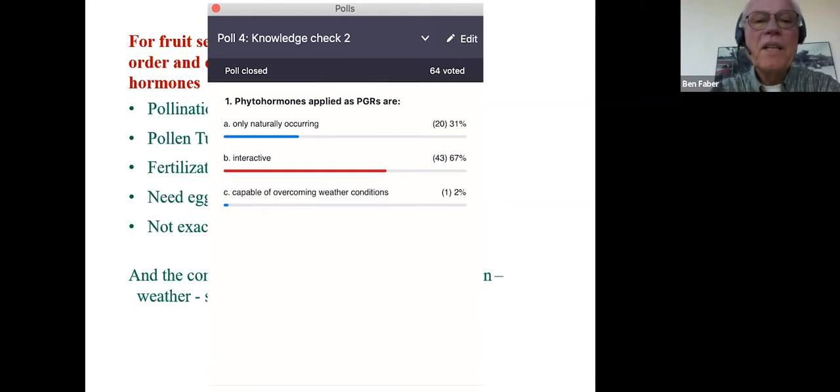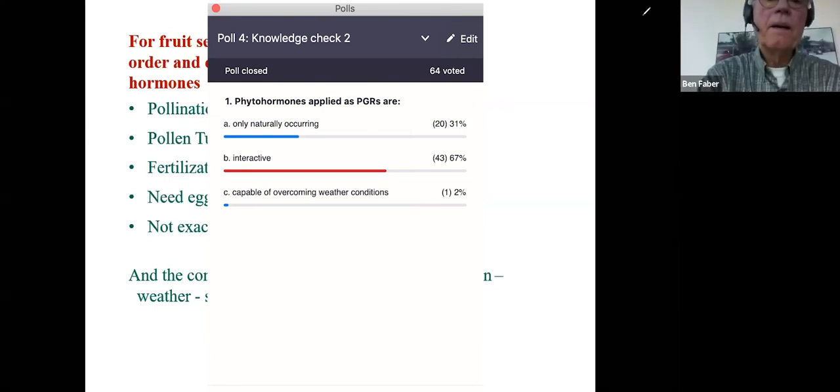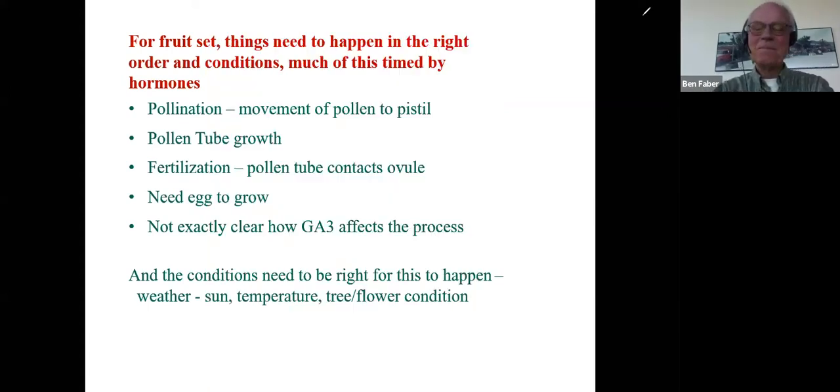Phytohormones applied as PGRs are only naturally occurring, are interactive, are capable of overcoming weather conditions. One of those is the right answer, A, B, or C. Okay, they're interactive. And that's a bad question, actually, because they are naturally occurring, and they are interactive. Yes, A and B are the correct answers. So that's a bad question. So let's move on.